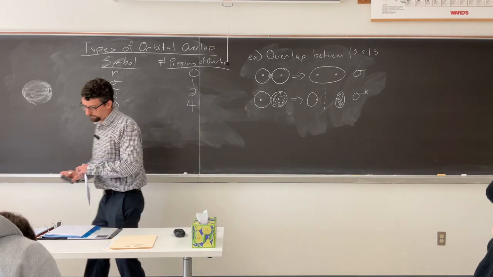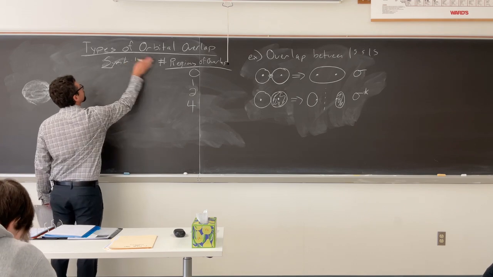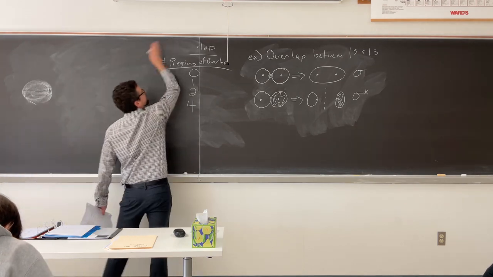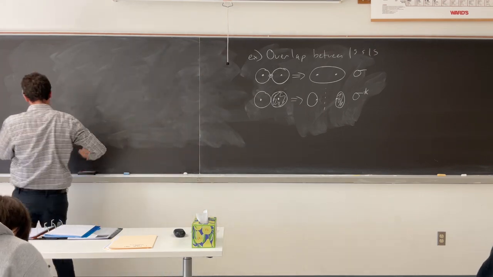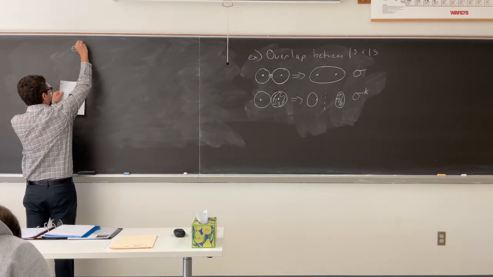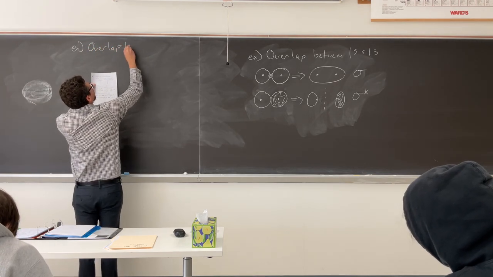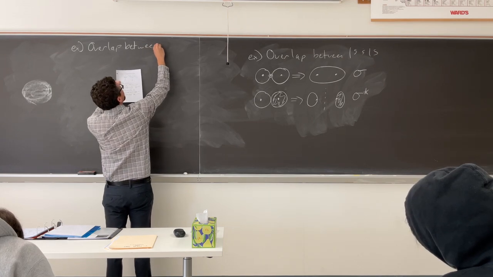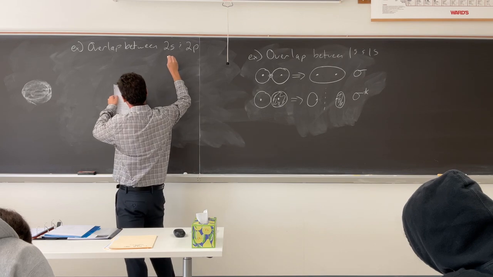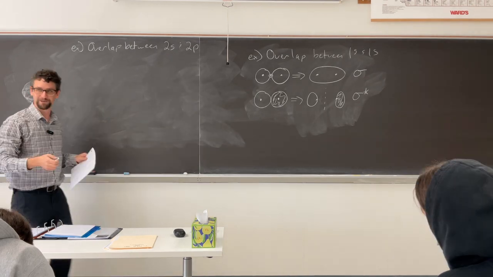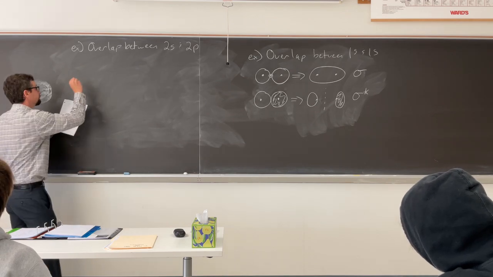Okay, let's keep moving. Let's look at 2p's. And that table I just erased, you want to keep that in mind. Example, overlap between a 2s and a 2p. Oh, we're mixing stuff. Never mind. We're not going to do 2p's. We're going to do a 2s and a 2p. Okay.